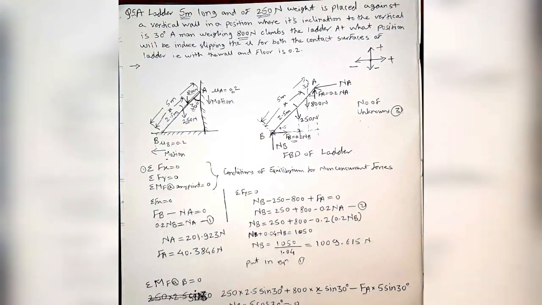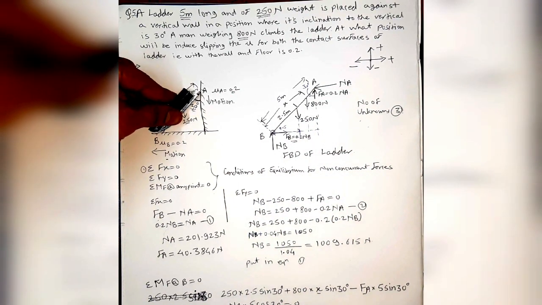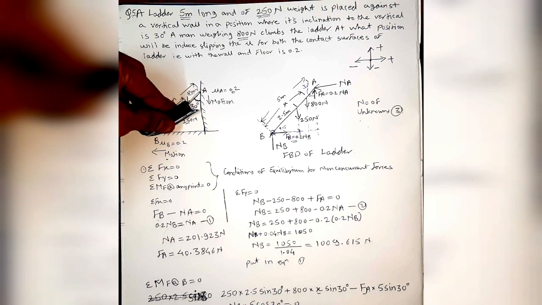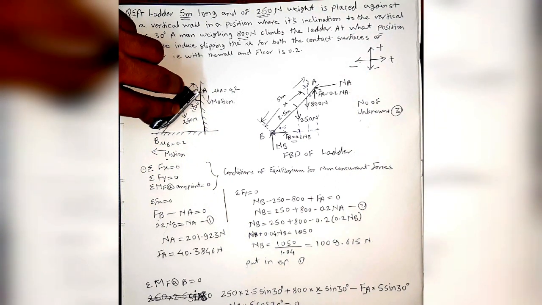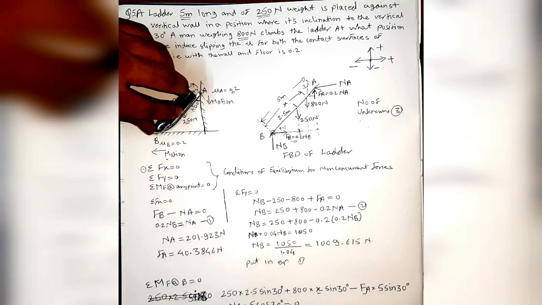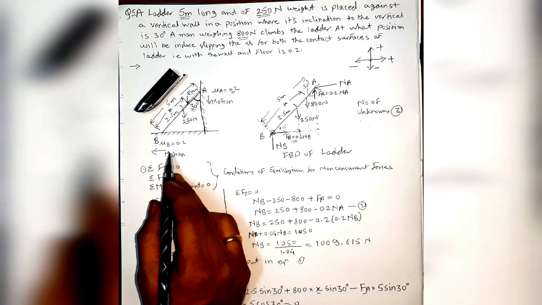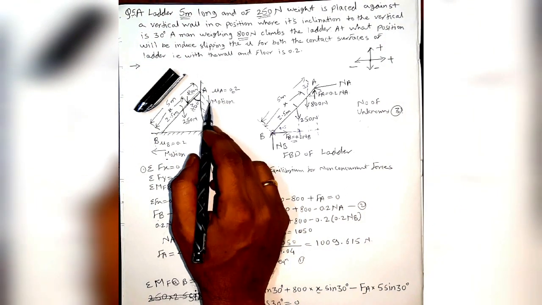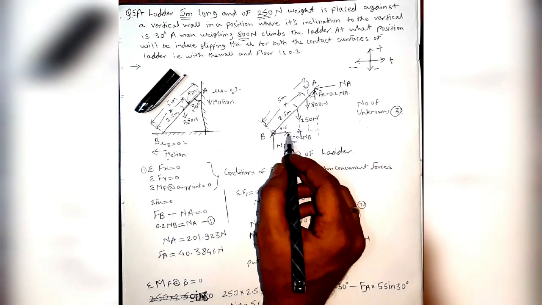Okay, so first we have to understand, when the ladder is going to slip, it will slip like this. At point A, the ladder will move downward, whereas at point B the ladder will move towards left. So this will be the direction of motion towards left, and at this point it will be downward. Then we have to draw the free body diagram of that ladder.